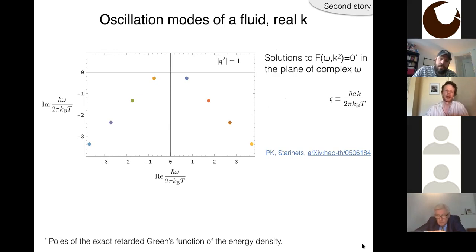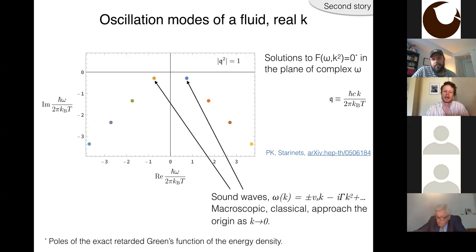So each dot in this plane, this is a plane of complex frequency, real part of frequency and imaginary part of frequency. My frequency is measured in the units of temperature. And each dot in this plane represents a solution to f equal to 0. In other words, it represents an oscillation mode of your fluid at some value of the wave vector. Q is basically the wave vector in units of temperature.